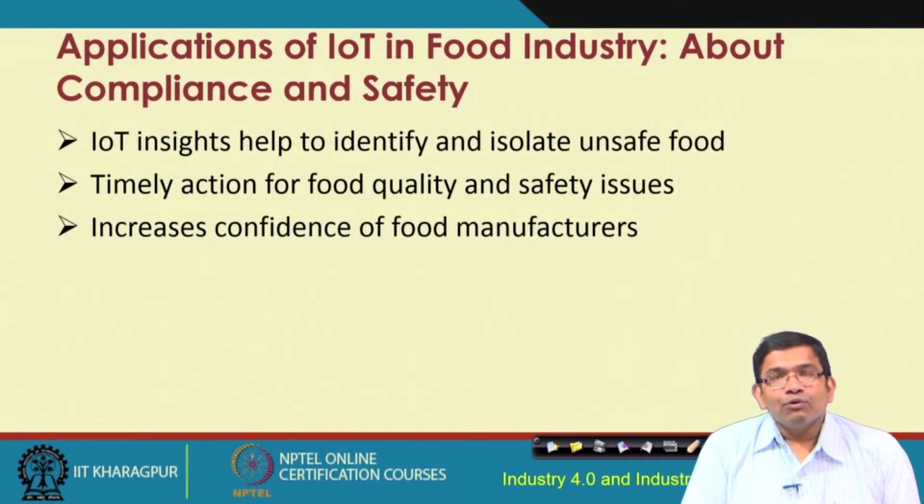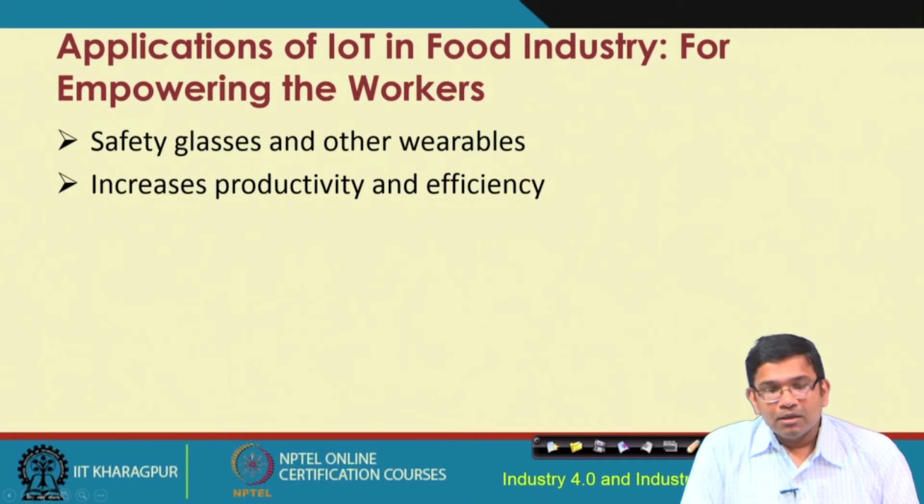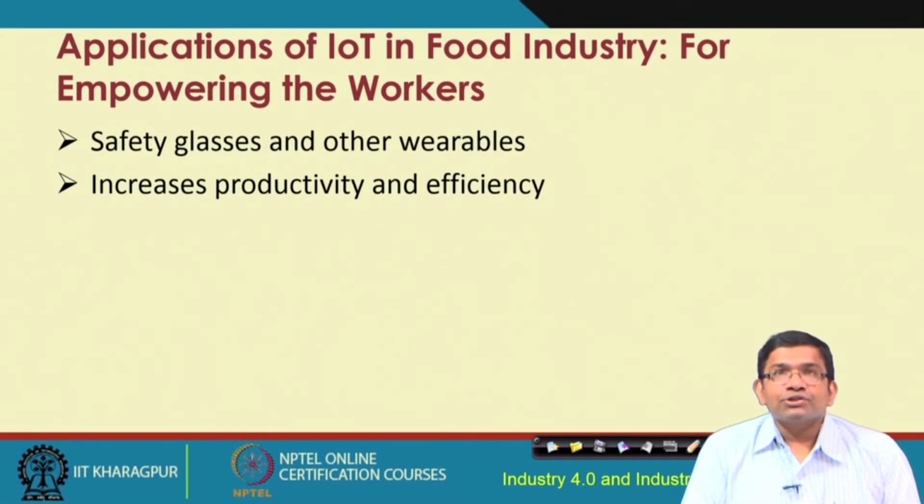So, IoT implementations can also improve compliance and safety of the food product, compliance to regulatory standards, compliance to best practices and also safe handling of the food products. These are all possible with the help of IoT implementation in the food industry. IoT implementation in the food industry can also help in empowering the workers through augmented reality, safety glasses and other wearables, thereby increasing the overall productivity and efficiency of their processes, efficiency of the workers, efficiency of the machinery that they are using.